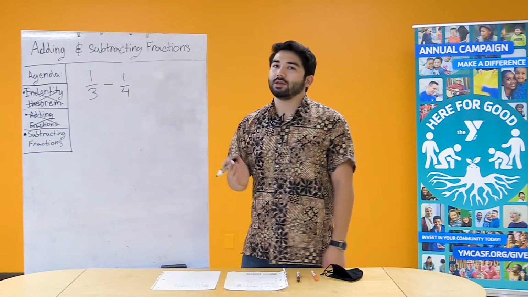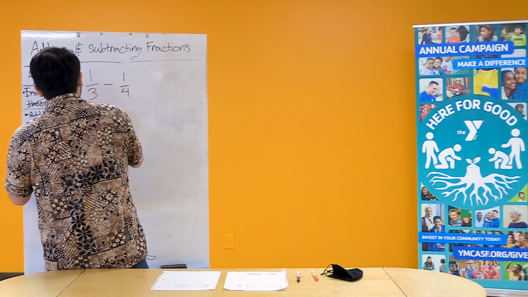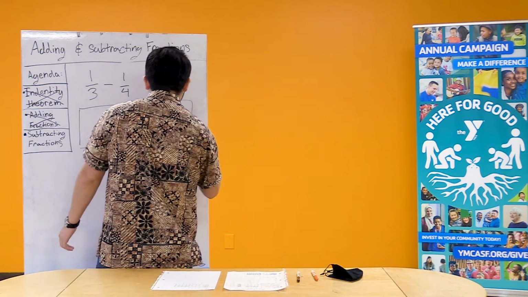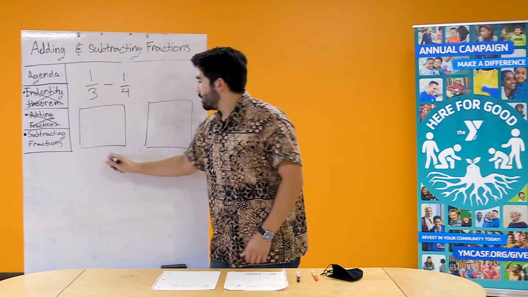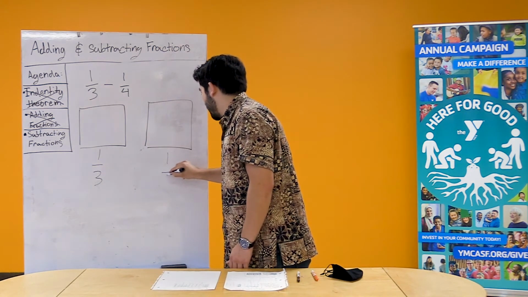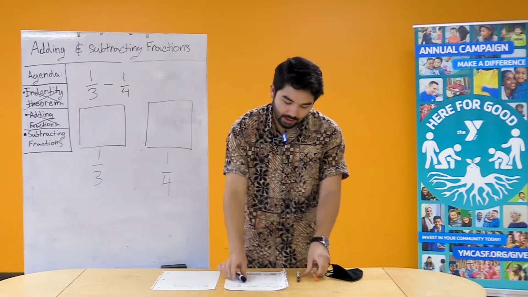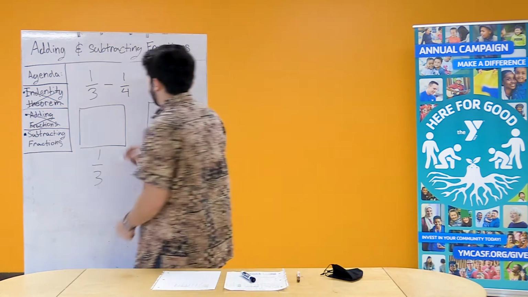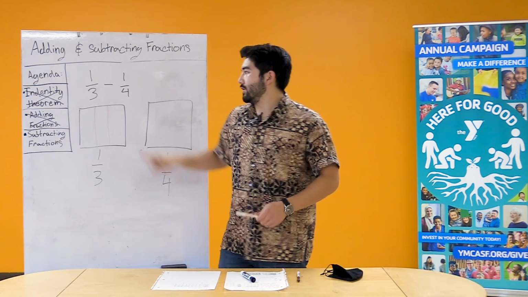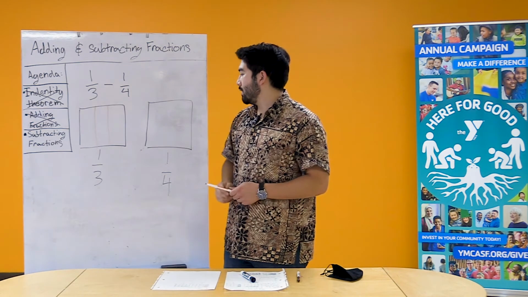Just as with the other problems, I'm going to start by showing you how to solve it with a diagram first. So I'm going to go ahead and draw two different diagrams for this one. One diagram is going to represent 1/3. The other one's going to represent 1/4. I'm going to go ahead and get my two different colored markers again. And we're going to break this first box up into thirds. Okay. So this box represents one whole, and now it's broken up into 1, 2, 3 different parts.